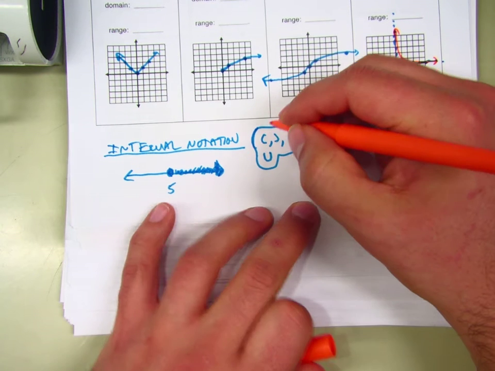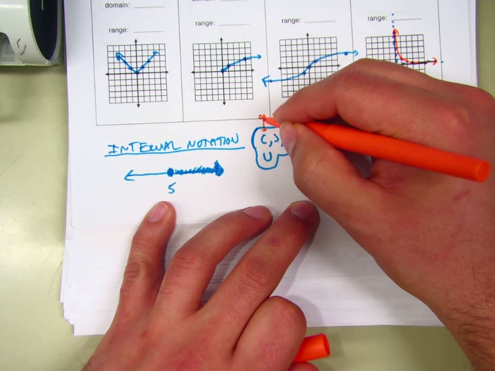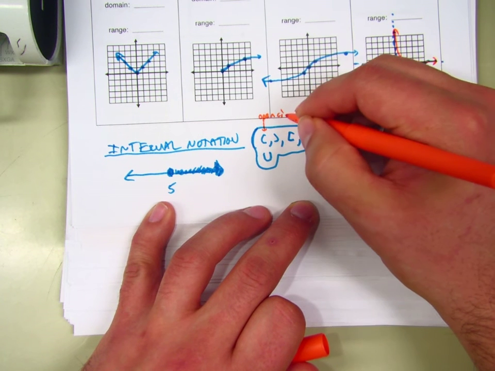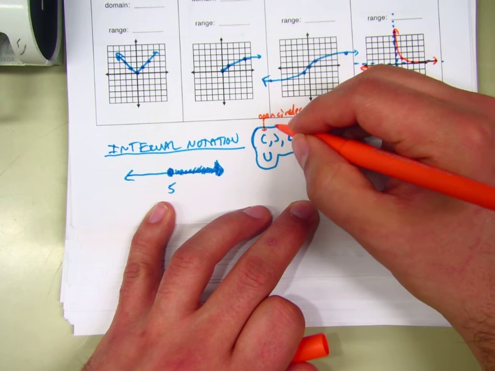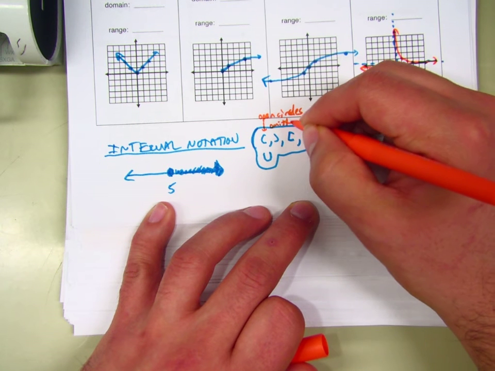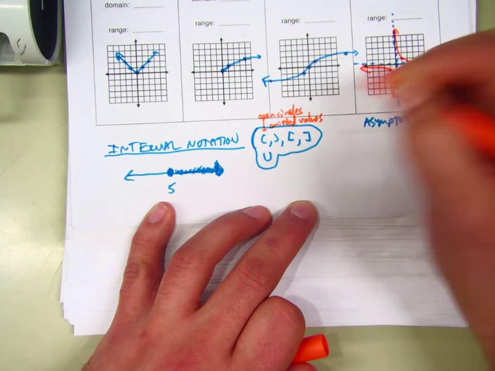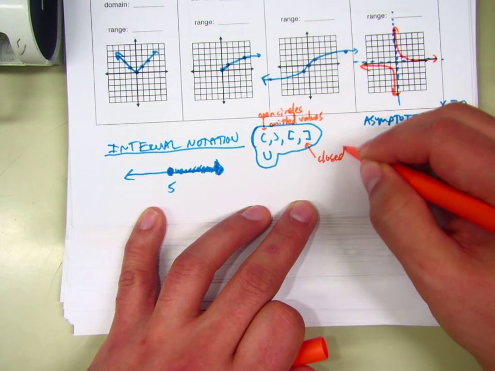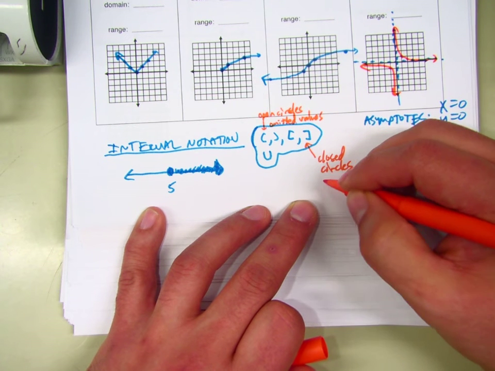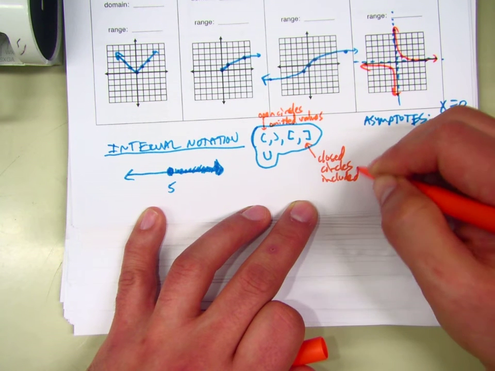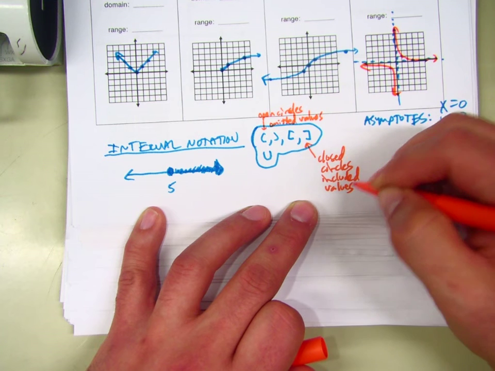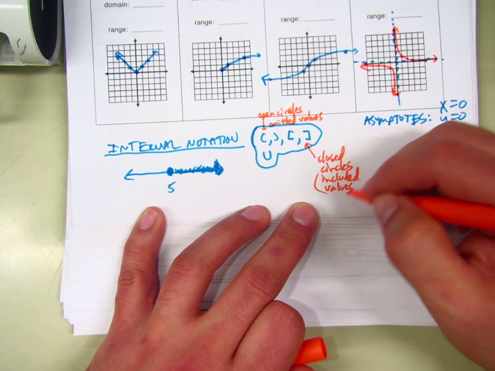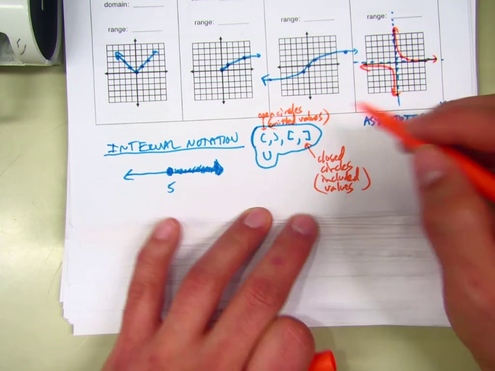Parentheses are used whenever we have open circles or omitted values. Brackets are used whenever we have closed circles or we want to include the points. So, included values or omitted values.